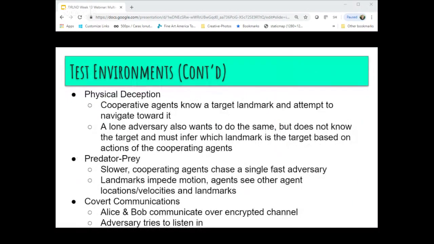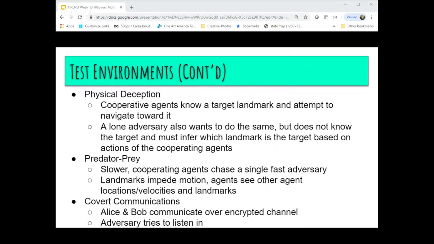Another environment, physical deception, is again a combination of cooperation and competition. There's a set of cooperative agents, and they know a target landmark, and they attempt to navigate towards it. And at the same time, there's a lone adversary. The difference is that while the cooperative agents know which landmark is the target, the adversary doesn't.